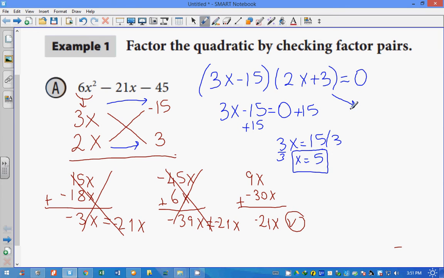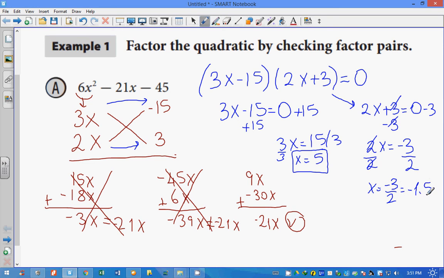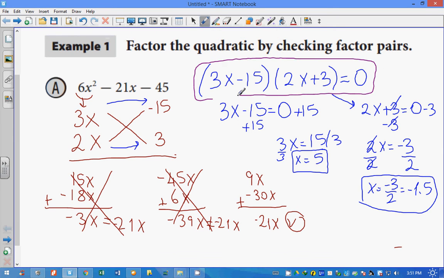And the other value of x: 2x plus 3 equal to 0. Minus 3, it's going to be 2x equal to negative 3, and divided by 2, x is equal to negative 3 over 2. That means negative 1.5. As you see, we found the values of x and we found the factors of the equation. The factors of the equation are 3x minus 15 and 2x plus 3.